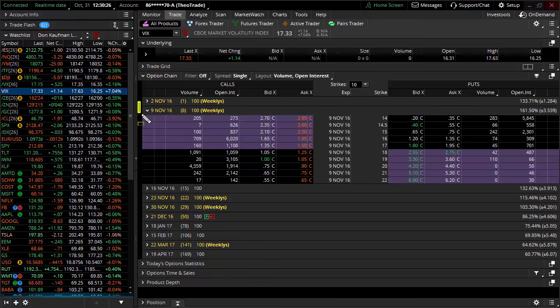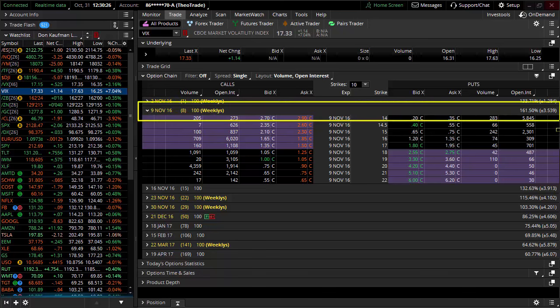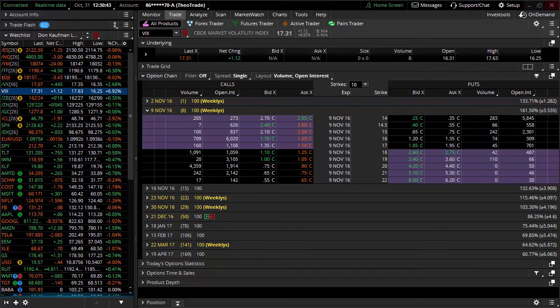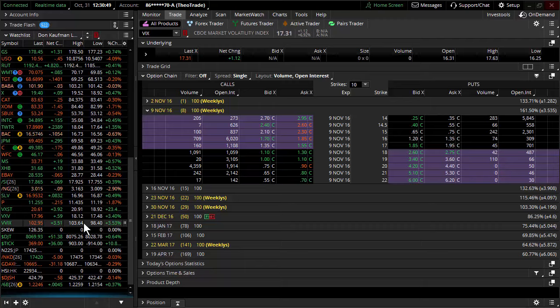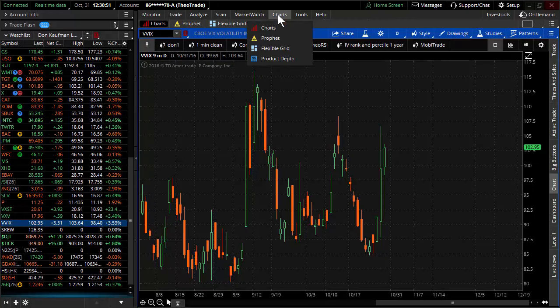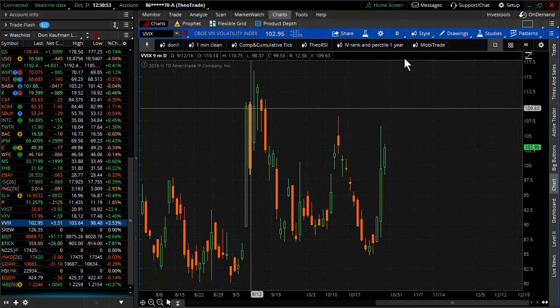Volatility between now and November 9th, which clearly includes the election, is up to 161%. What does that mean? Well, have there ever been readings this high? Let's take a look at the VVIX. Look at the VVIX for a second and at some of the current readings.